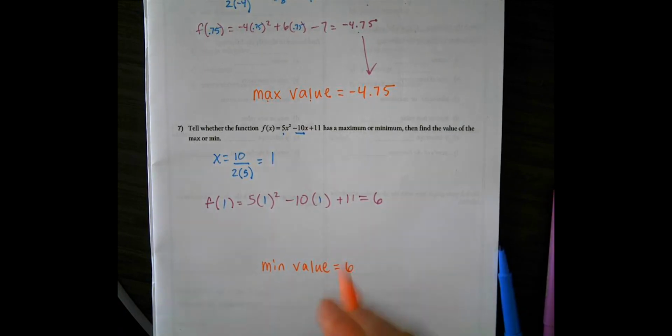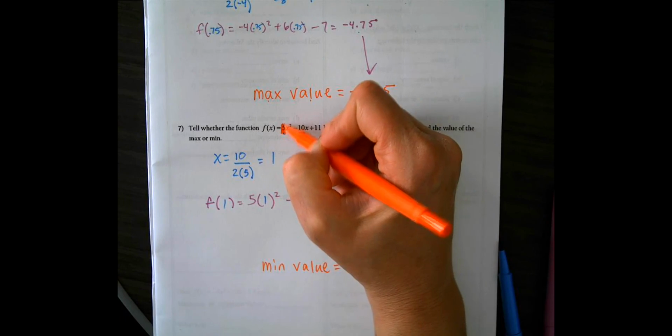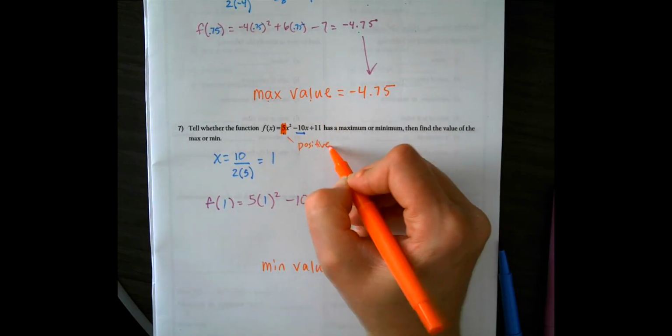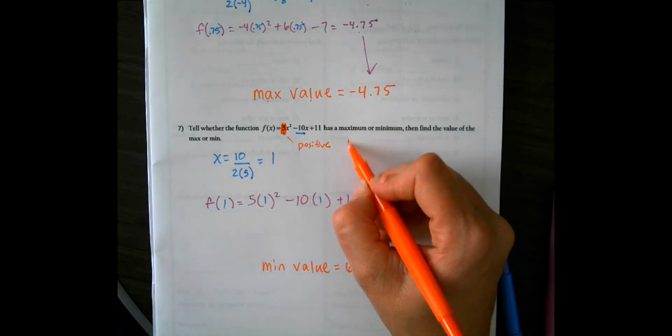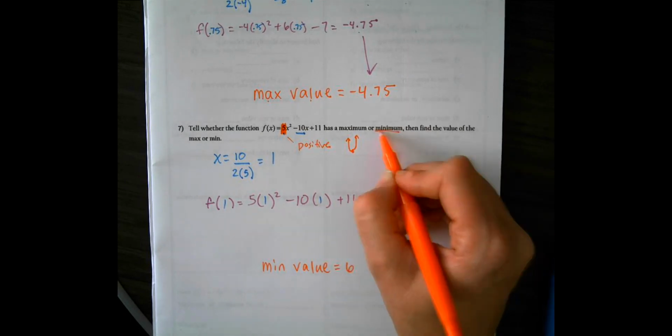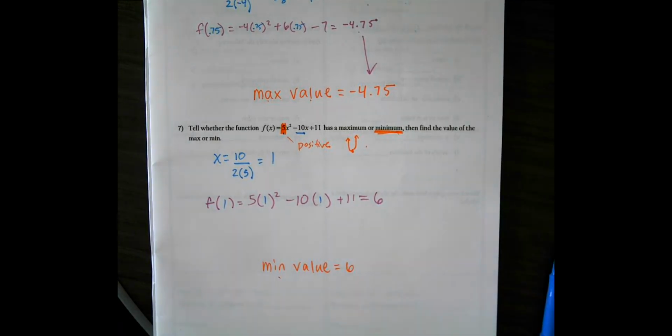6 is the value. I look up at my coefficient of the x squared. My a value is a positive 5. If it's positive, that means the arrows are pointing in the positive direction, and my parabola is facing up, and I have a lowest point, which is the minimum. And that's why I have a minimum value of 6.